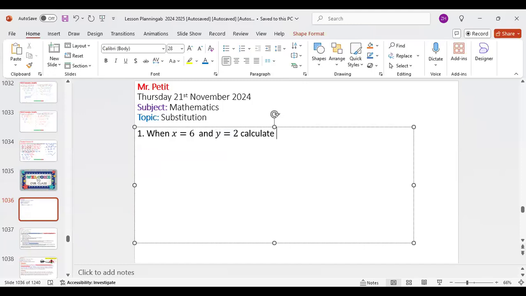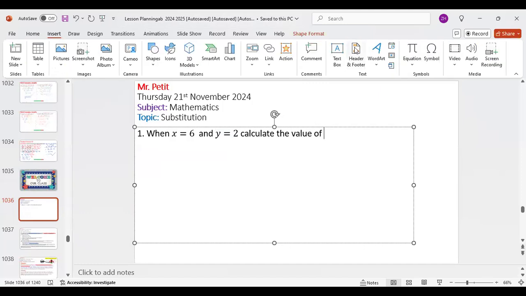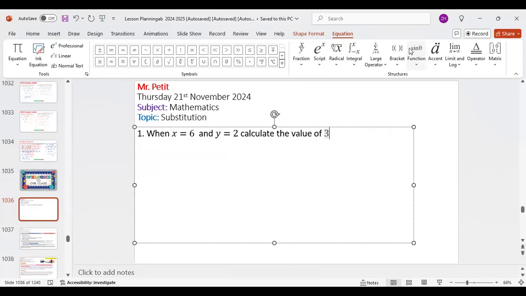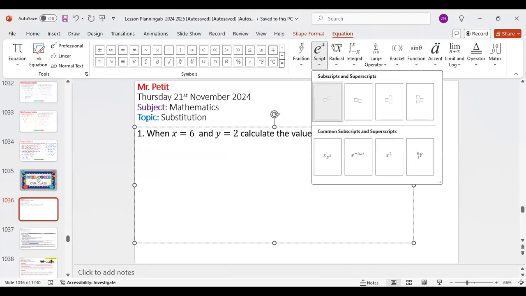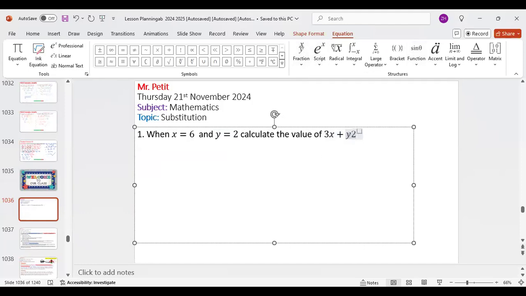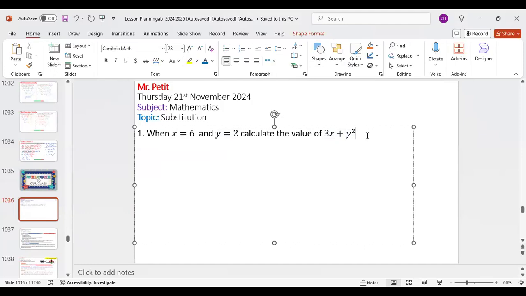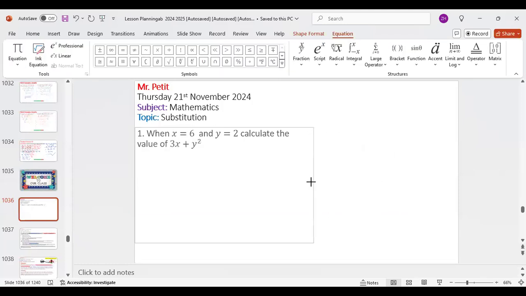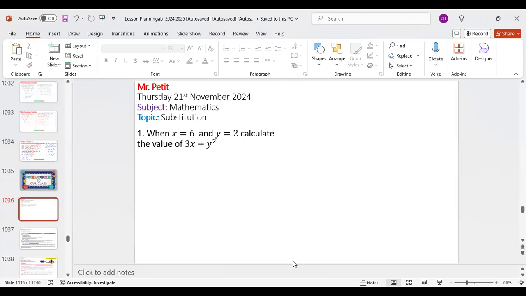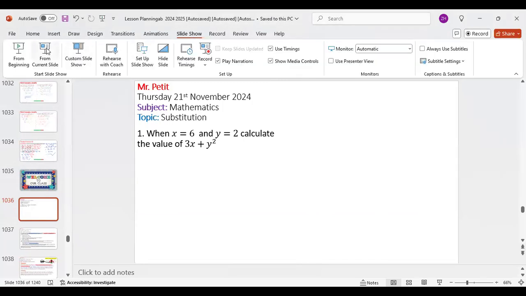Calculate the value of 3x plus y squared. So when x is equal to 6 and y is equal to 2, calculate the value of 3x plus y squared. Yes, go ahead. I just did this today. Who said that? Kanan. Okay, interesting. All right, so you should be able to help us with this.